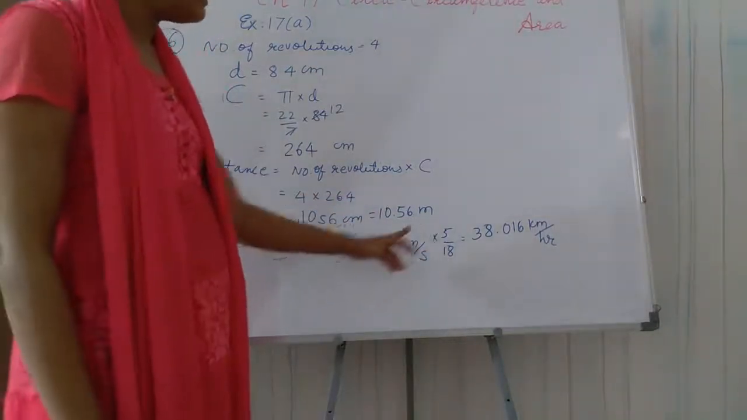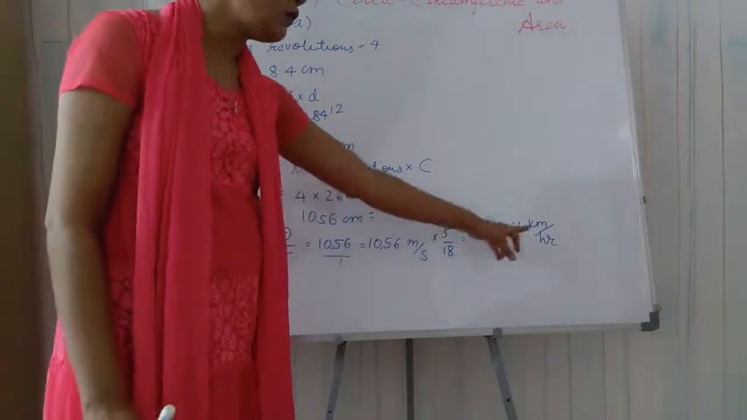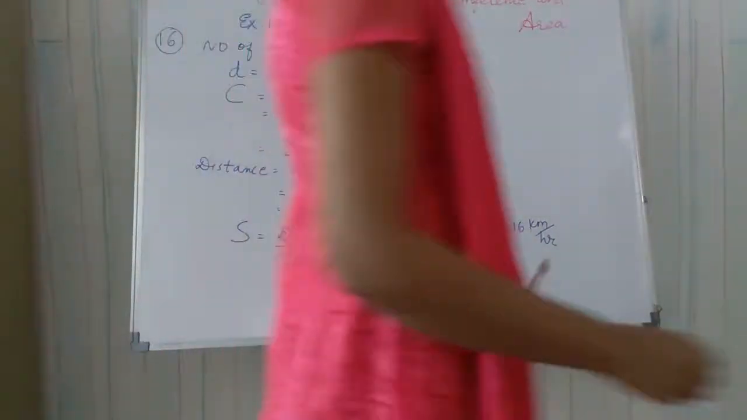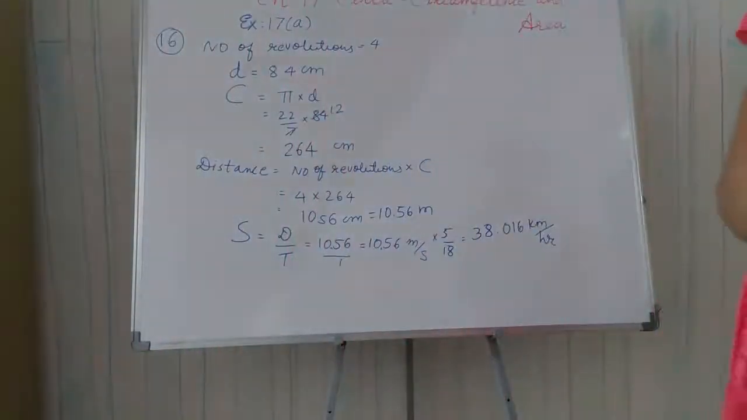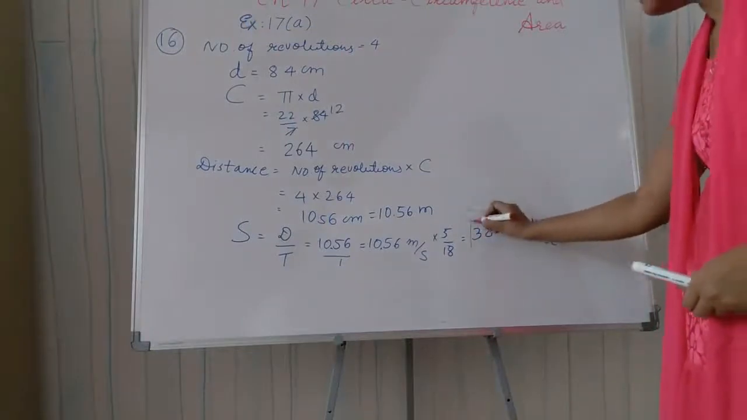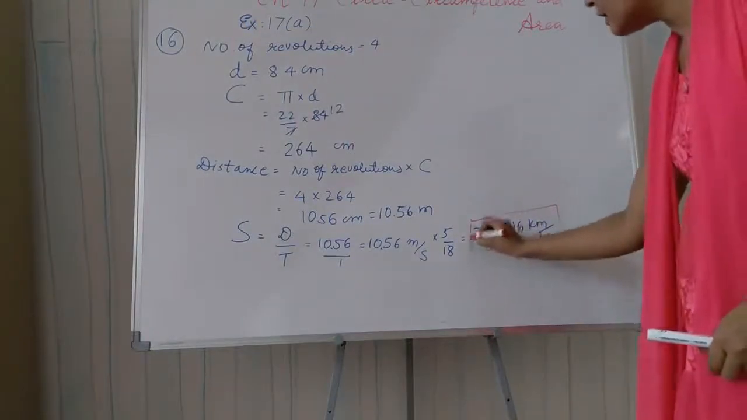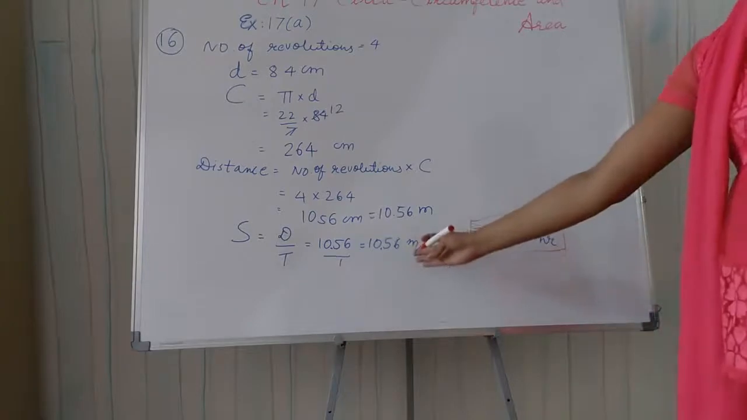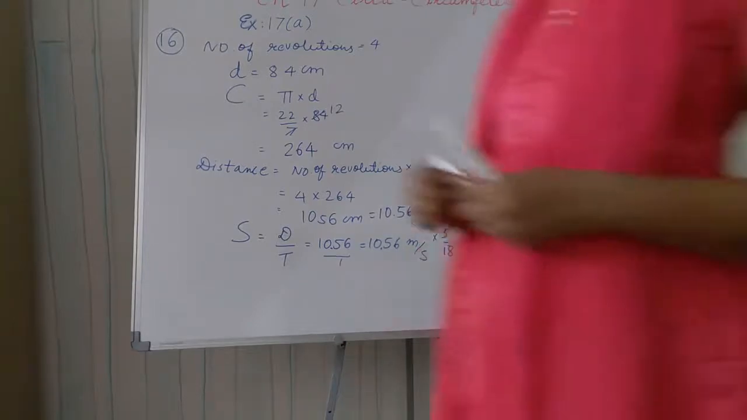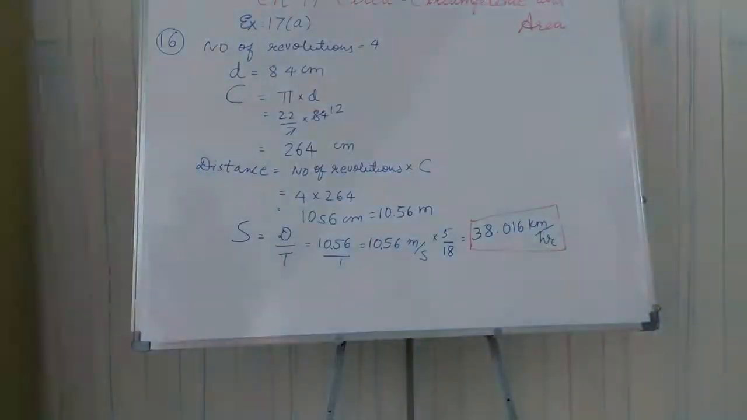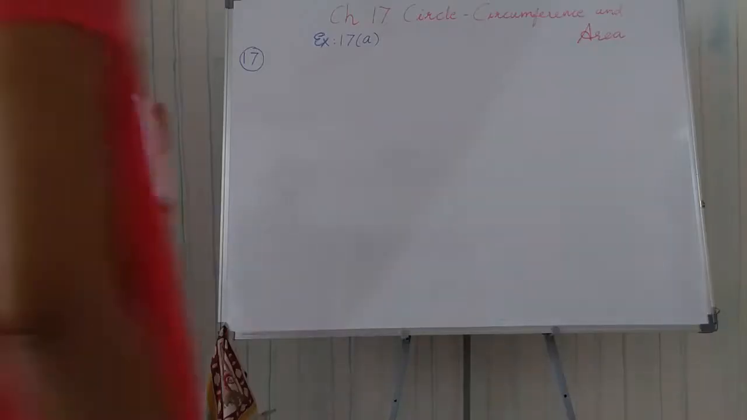So your answer is 38.016 kilometer per hour. This is your final answer you get in question number 16 in kilometer per hour. Or in exam, if you write 10.56 meter per second also, then it is a completely correct answer. Now taking question number 17.